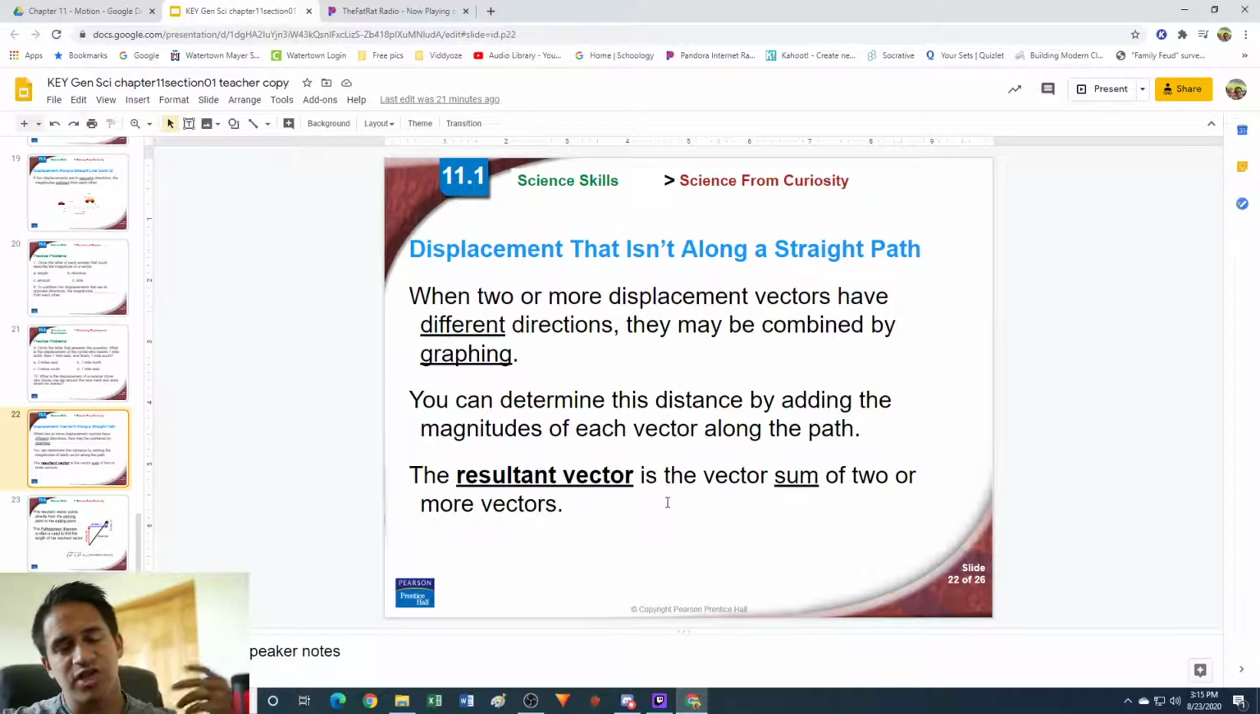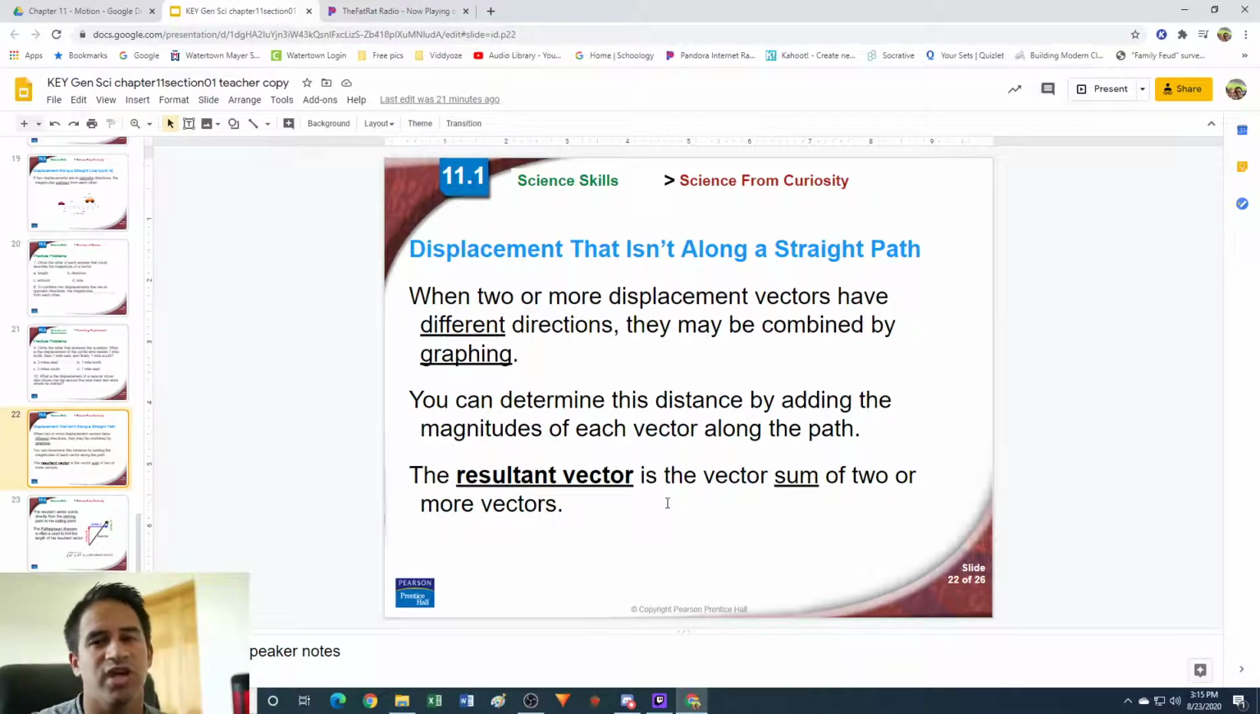All right, now the tricky part with displacement, and the part that may take a little more practice, is when you have multiple displacements that are not pointing in the same direction or opposite directions, but are at right angles. So maybe one going this way and one going that way. Then what do we do? Well, we can actually still add them together, but we're not going to add them the way we did before.